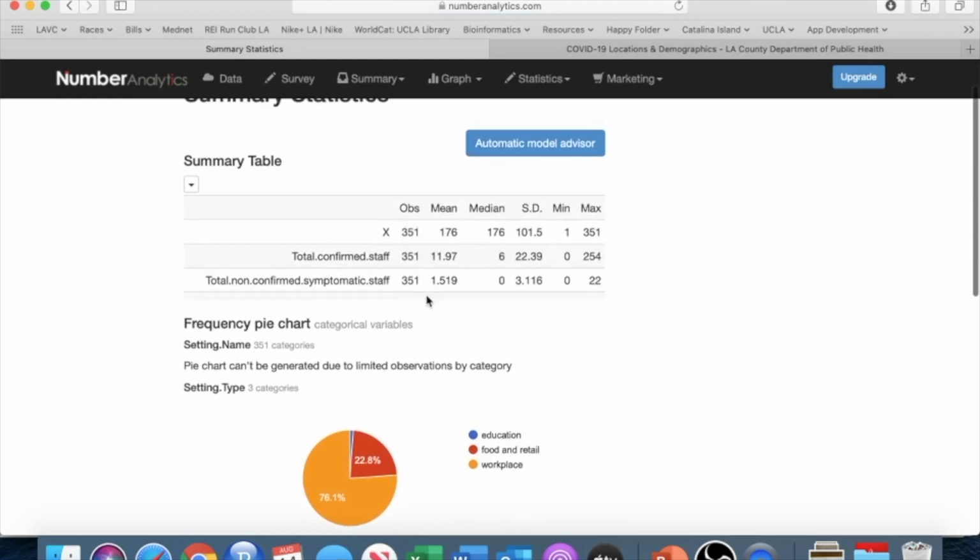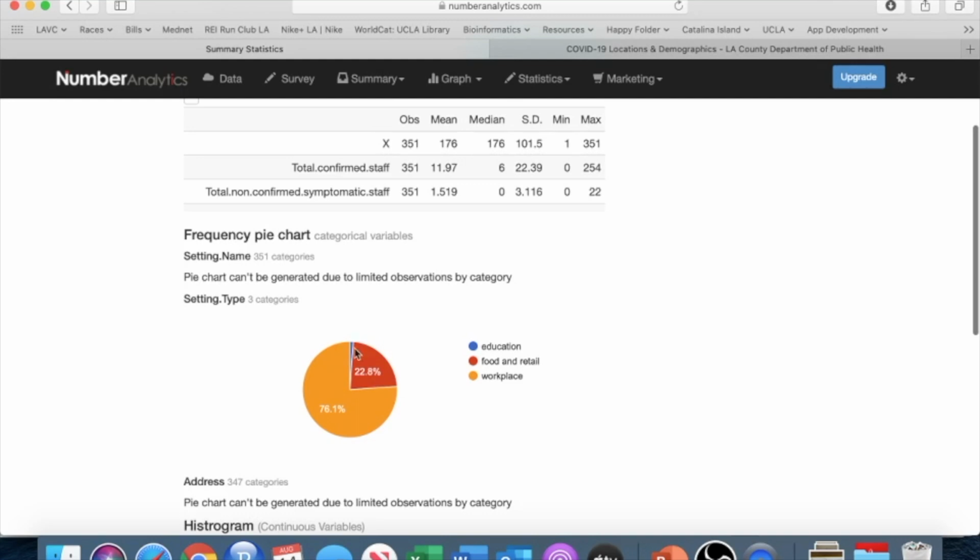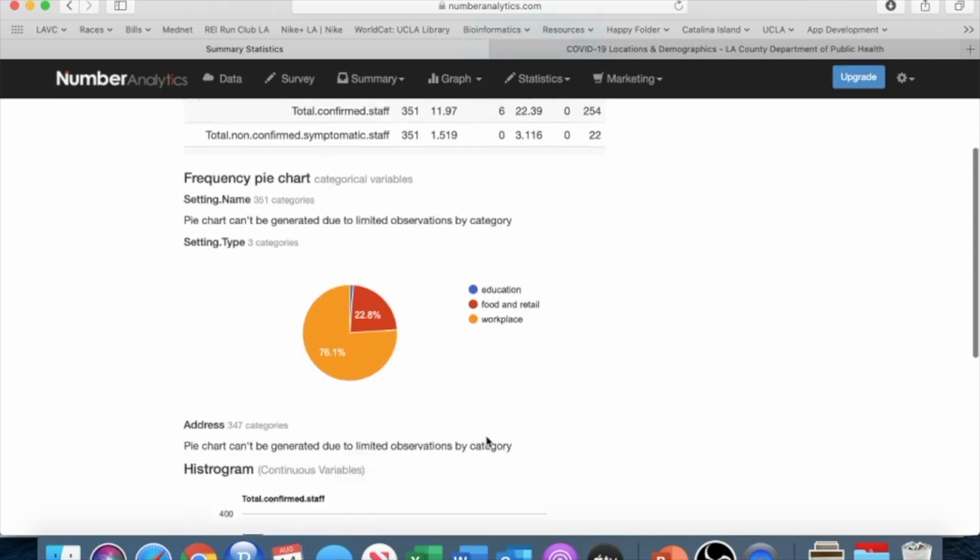Then I like looking at summary statistics first to make sure this looks okay. So we have 351 observations. It looks like this is what it's broken down by. 22 to 23% were food and retail, 76.1% of my settings were workplace, and then a very small percent were education. It was only like 4, I think, in education.